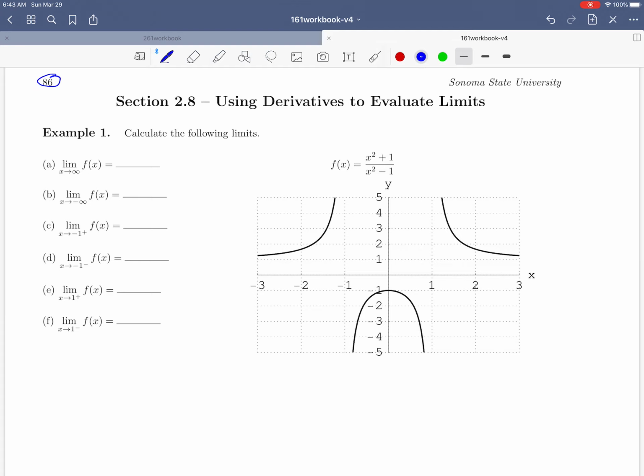Welcome everybody to the beginning of section 2.8 in our workbook. This is page 86 that we're looking at. And the topic of this section is using derivatives to evaluate limits.